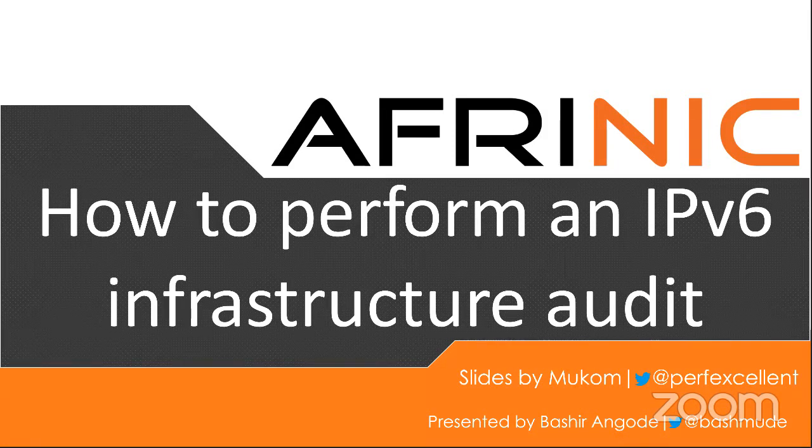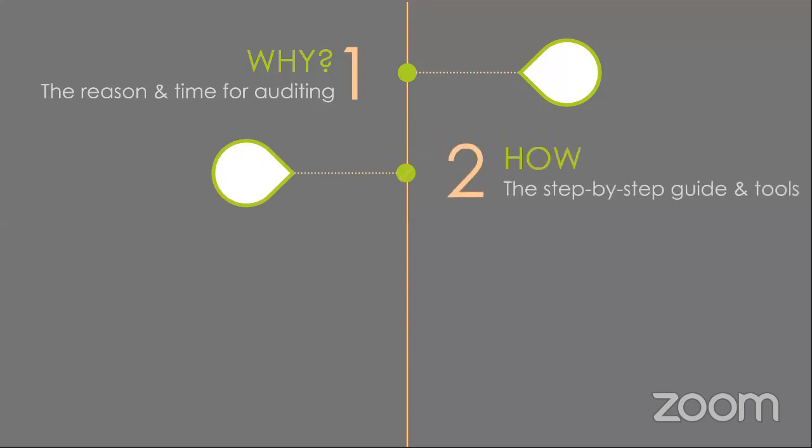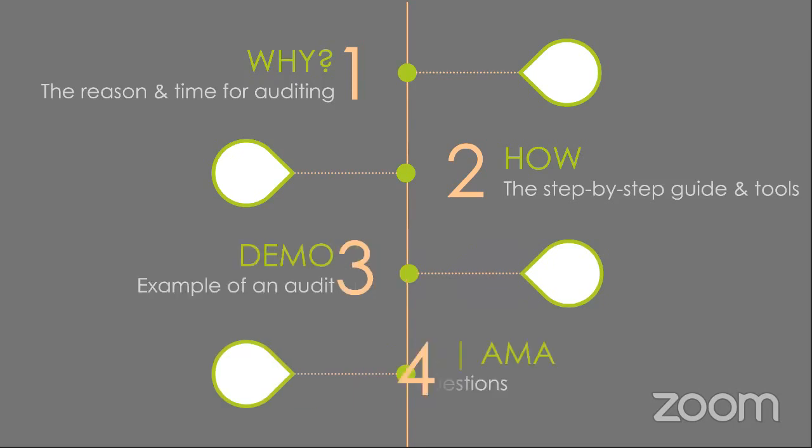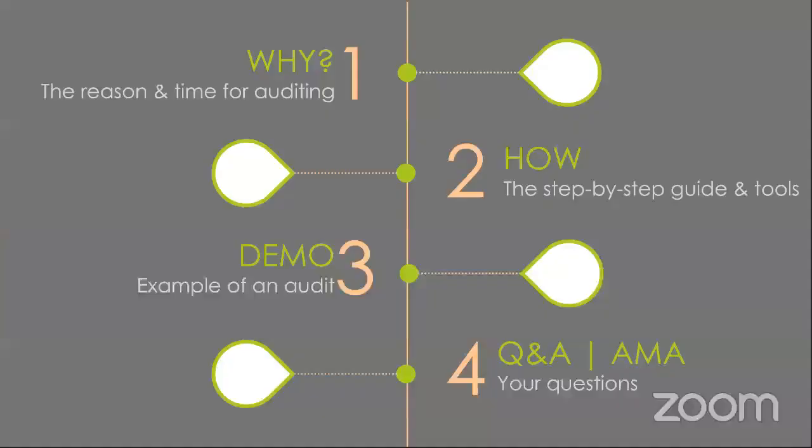Our agenda will be to look at the why. So why do we need to audit? And when should you do it? We'll then look at a step-by-step guide on how to audit and some useful resources which will give you clarity on whether devices are IPv6 ready or not. Then I will also demonstrate how you can perform an audit using a simple tool that we created. So stick around for that. Then finally, I will take questions, and always feel free to ask questions using the Q&A as Stefan demonstrated, and use the chat for any other issues.